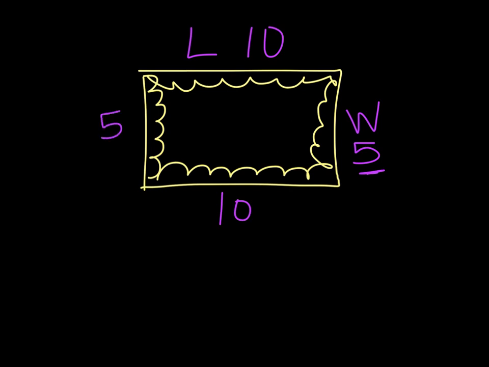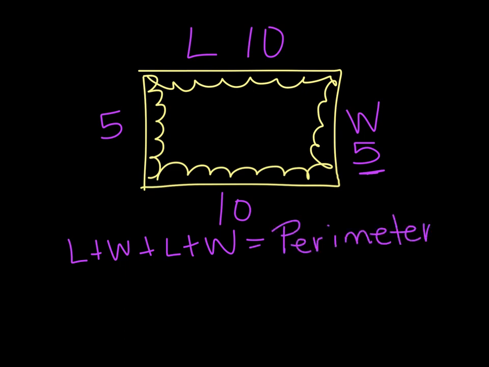Okay, and our equation, or our formula, said that we're going to add length plus width plus length plus width. Or you could add length plus length and width plus width, whatever, and that's going to equal perimeter. So if we add these together, so write this down, we're going to do 10, and I like to cross them out as I go so that I know that I haven't skipped any.